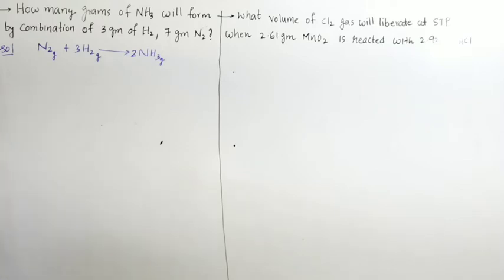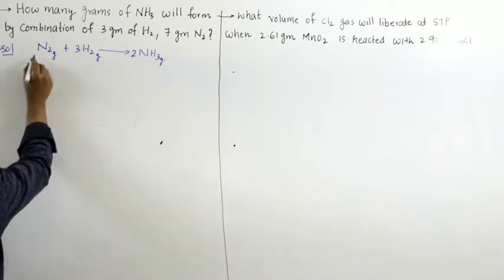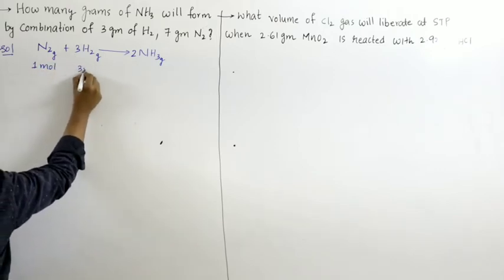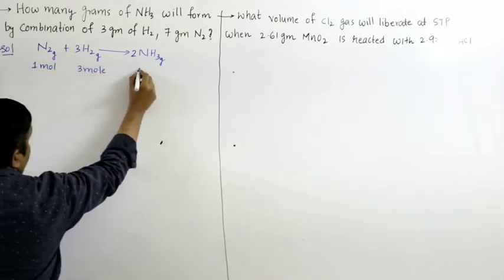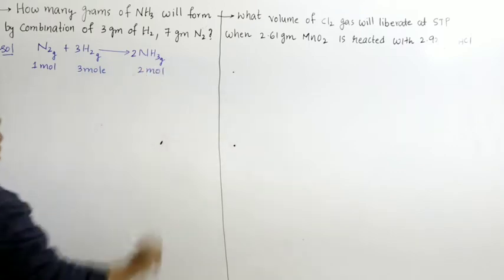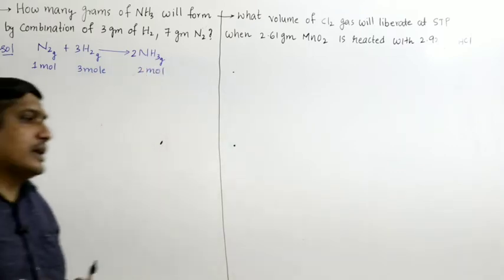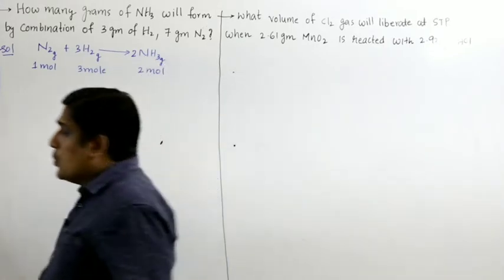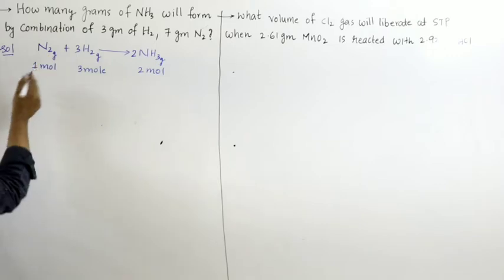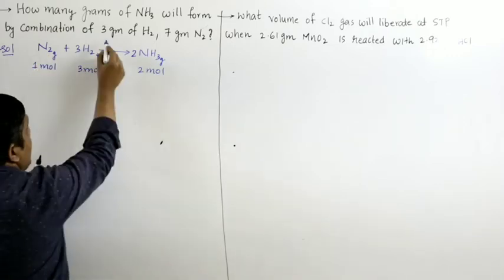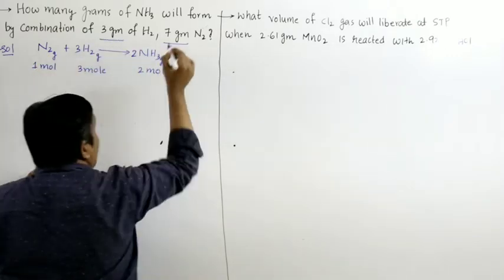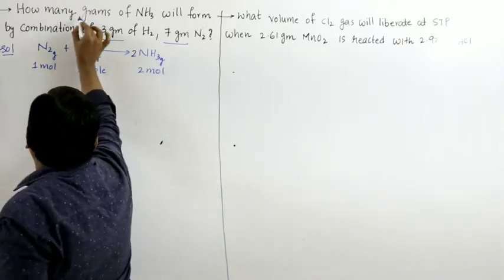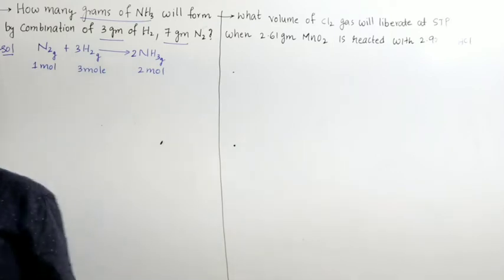Right. Now next, the mole ratio. Immediately, the mole ratio: 1 mole of nitrogen combines with 3 moles of hydrogen to form 2 moles of ammonia. When 1 mole of nitrogen combines with 3 moles of hydrogen, you will get 2 moles of ammonia, right. Now what is given, if you see carefully, 3 grams, 7 grams, masses of 2 reactants are given and you have to find the mass of a product.